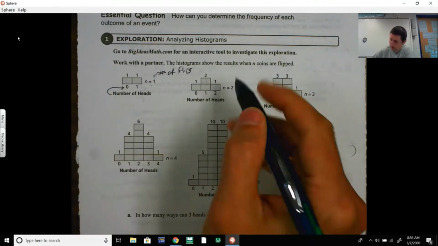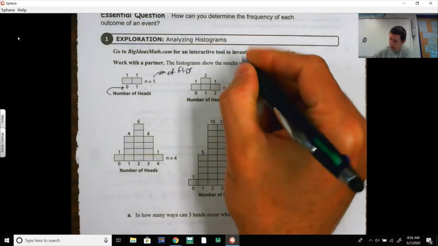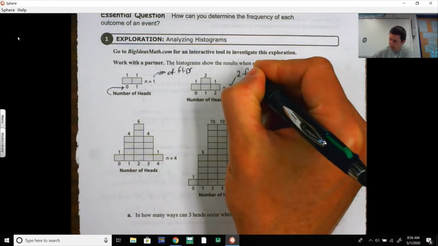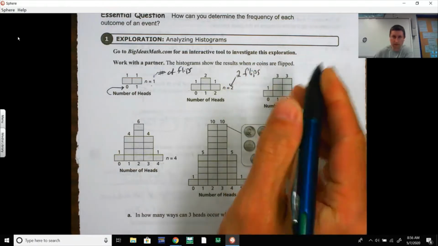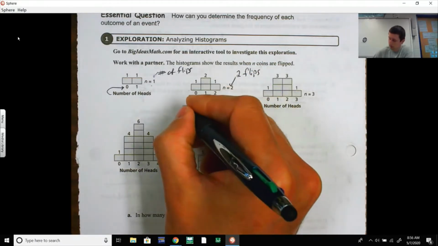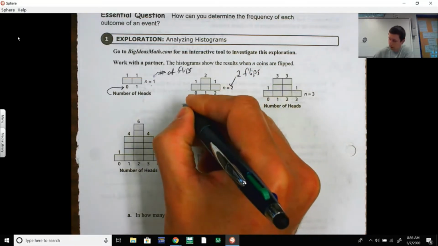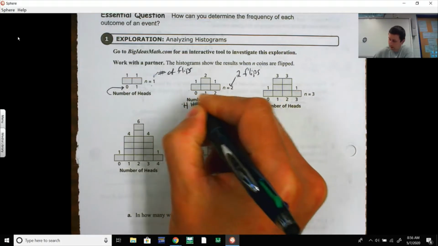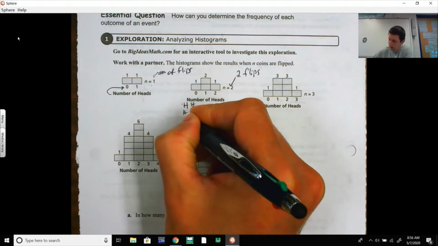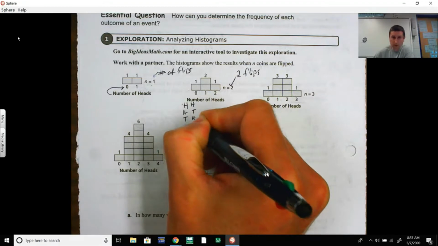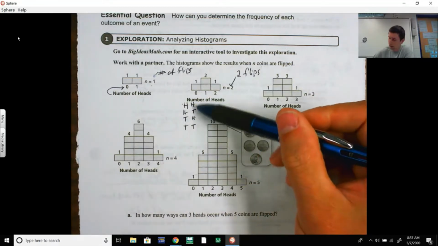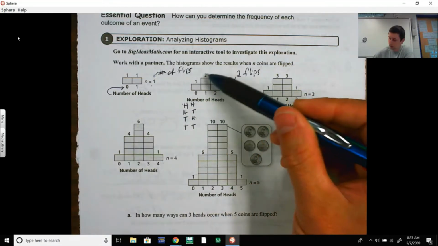So they go on, they say, okay, now I'm going to flip it twice. So I have 2 flips. If I have 2 flips, I could go heads, heads. I could go heads, tails. I could go tails, heads. I could go tails, tails. Those are the 4 options you get here. Notice 1 plus 2 plus 1 is 4.